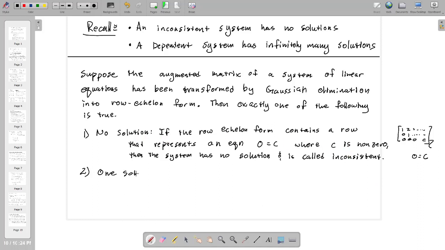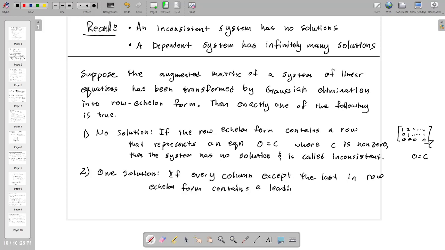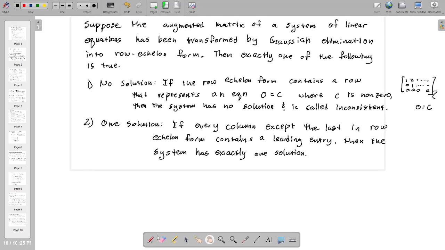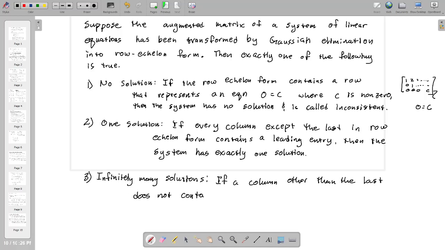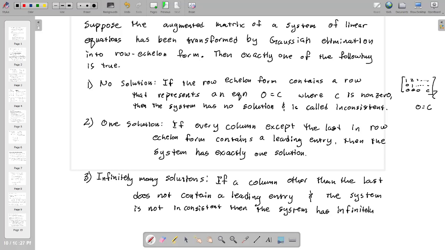2. One solution. If every column except the last in row echelon form contains a leading entry, then the system has exactly one solution. And 3. Infinitely many solutions. If a column other than the last does not contain a leading entry, and the system is not inconsistent, then the system has infinitely many solutions and is called dependent.